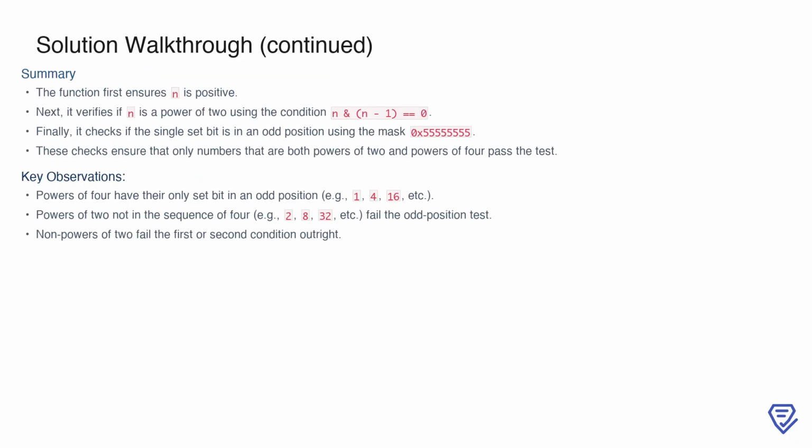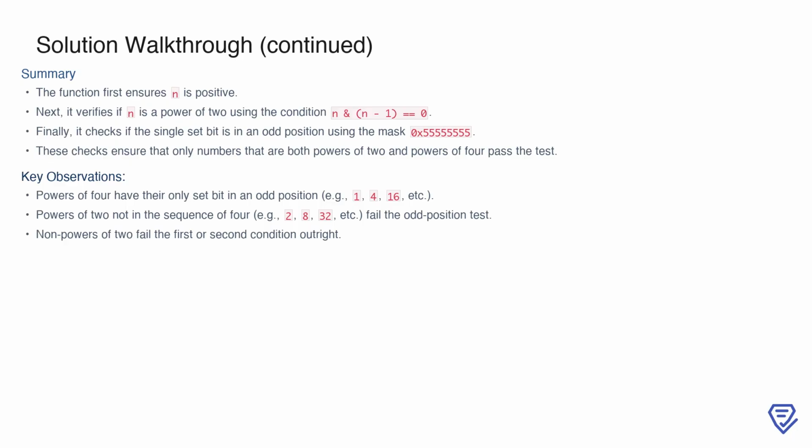To summarize, the solution involves three key steps. First, we verify that the number is positive to ensure it's a valid input. Next, we check if the number is a power of 2 by confirming that it has exactly one bit set in its binary representation. Finally, we ensure that the single set bit is in an odd position using the mask 0x55555555. This sequence of checks guarantees that only numbers that meet all three criteria qualify as powers of 4.